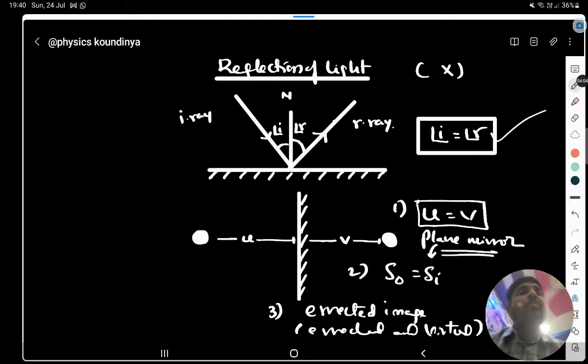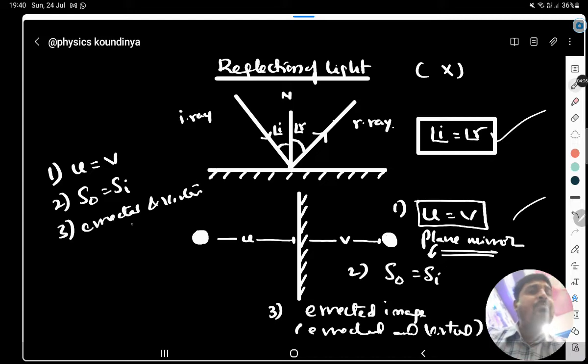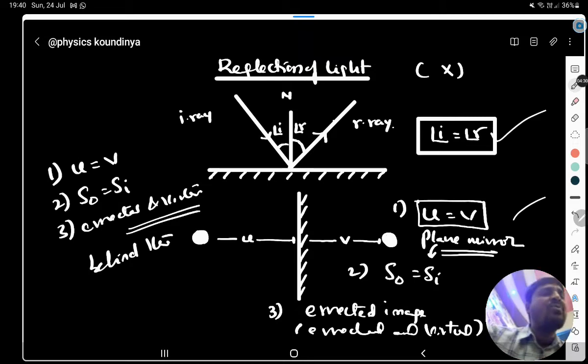So we have studied some of the important characteristics of the image formed by a plane mirror. What is the first property that we have studied? Object distance is equal to image distance. Second one, size of the object is equal to size of the image. Third one, we always have an erect and virtual image, because the image is formed behind the mirror. If the image is formed behind the mirror, then the image is what we call a virtual image, which cannot be caught on the screen. We'll discuss that again later.